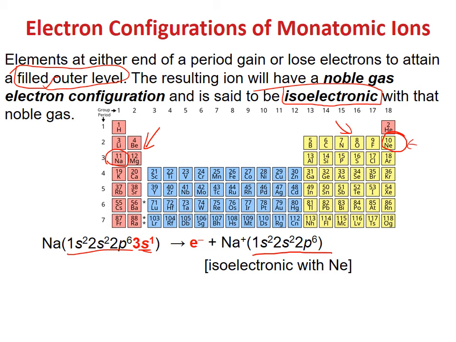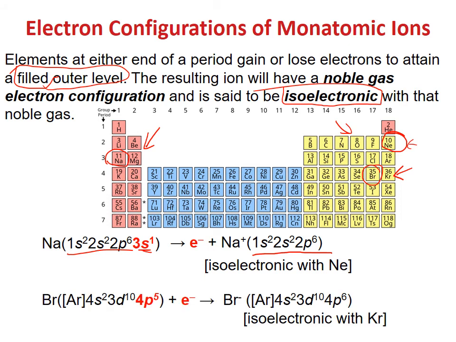Okay, similarly, bromine is on the right side of the periodic table, one electron less than krypton. To attain the same electron configuration as a noble gas, here krypton, it needs to gain an electron. So after gaining one electron, the ion now has the same electron configuration as krypton. So bromide is isoelectronic with krypton.